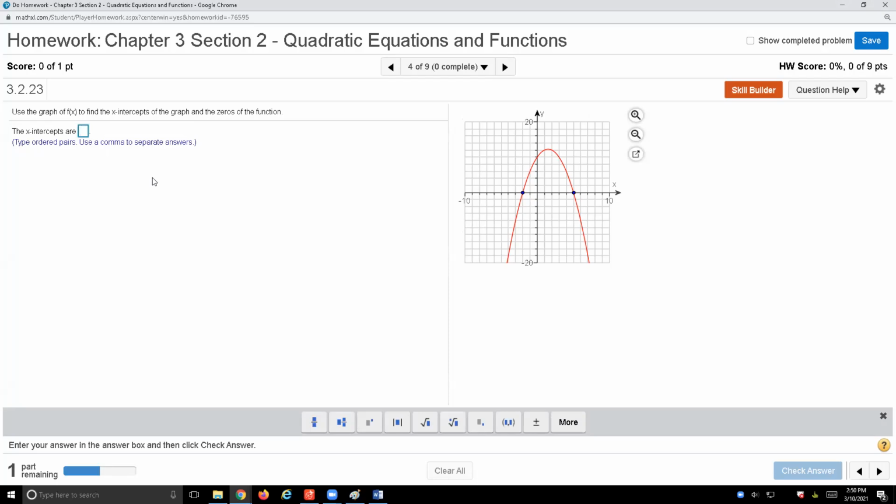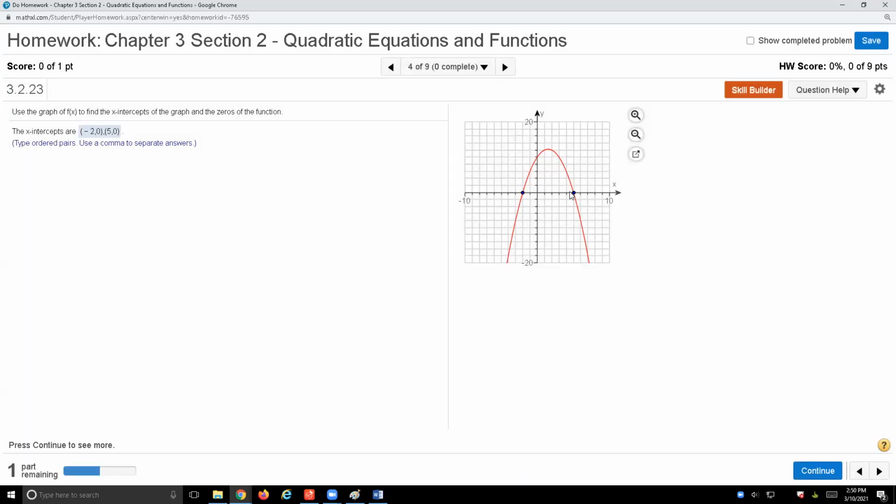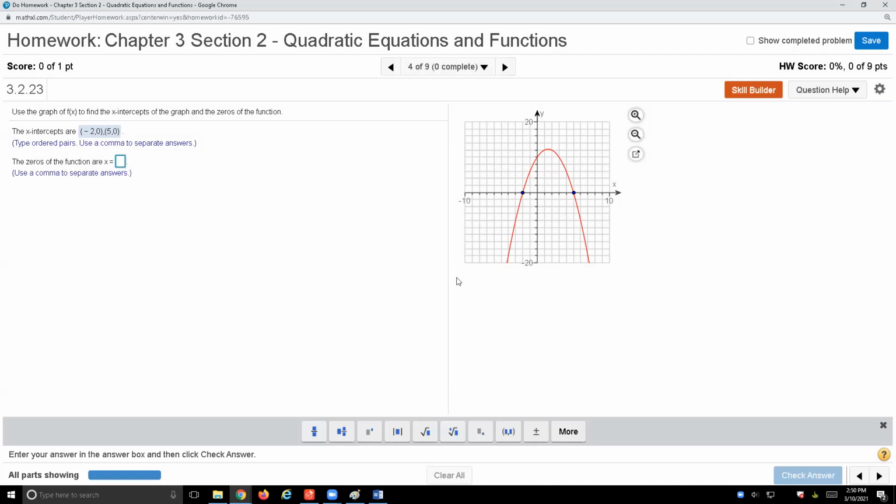So what are the x-intercepts? Remember, they're different in the way you write them. X-intercepts are locations. So the first x-intercept is at open parenthesis, -2, 0, comma, 1, 2, 3, 4, 5, 5, 0. So x-intercepts are locations. The zeros of the function are at -2 and 5.